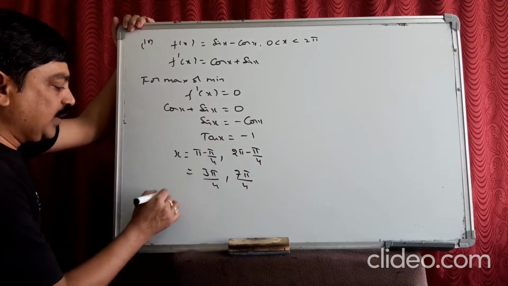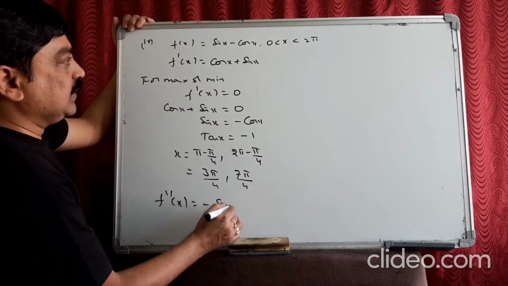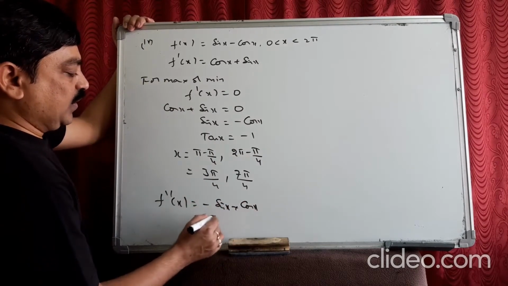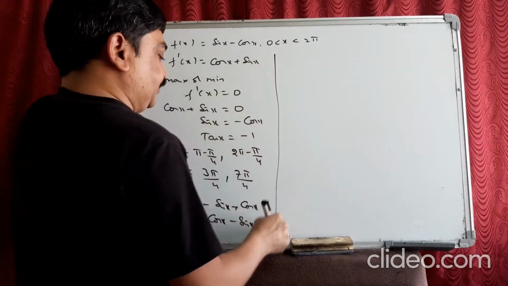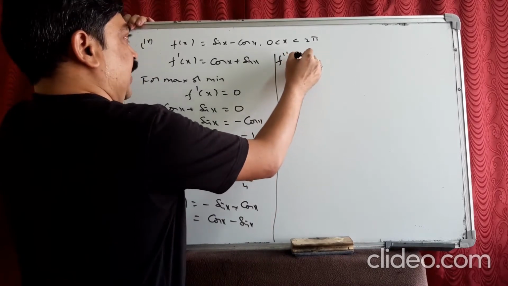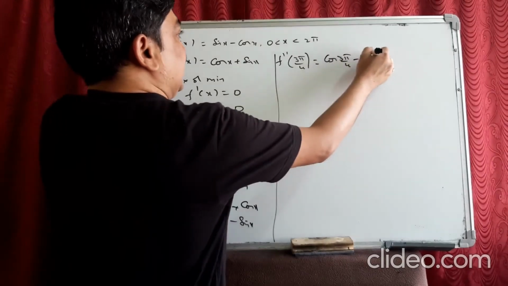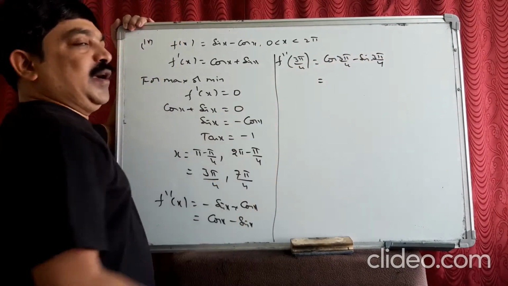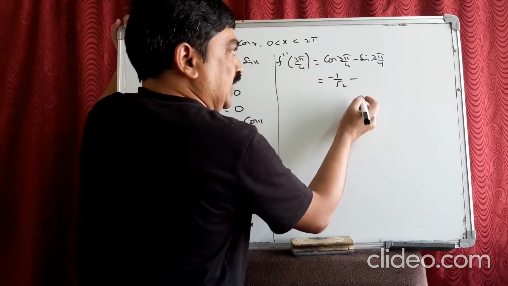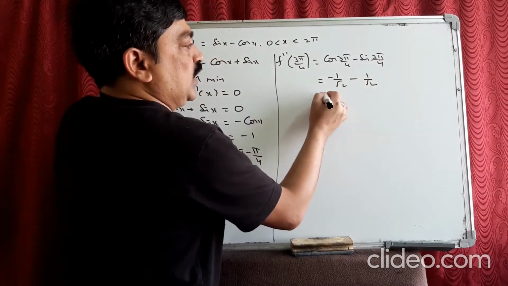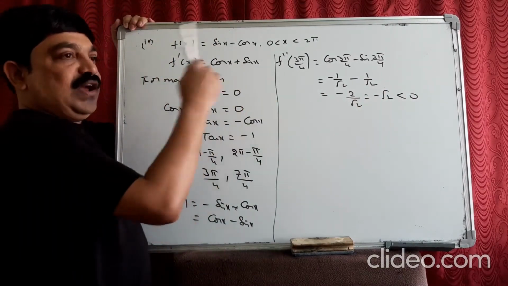Now we go with the f double dash of x, the double derivative. The double derivative becomes minus sin x plus cos x, so we write cos x minus sin x is the double derivative. Let us substitute. F double dash of 3 pi by 4 becomes cos 3 pi by 4 minus sin 3 pi by 4. Cos 3 pi by 4 means cos 135, it lies in the second quadrant. Minus 1 by root 2 minus 1 by root 2. It becomes minus 2 by root 2, minus root 2, negative. So the double derivative value is negative.